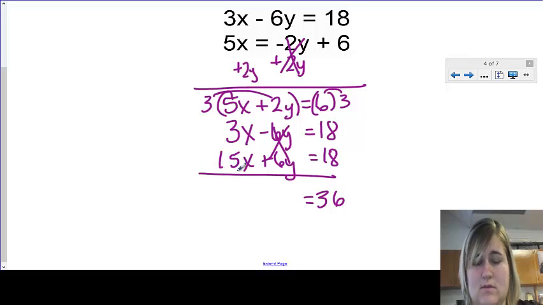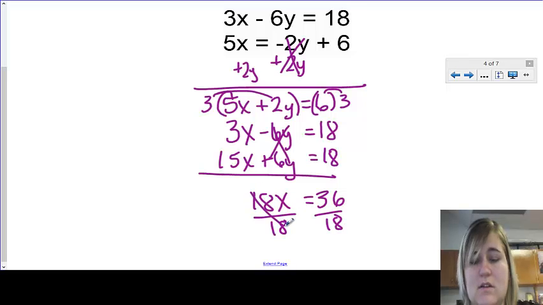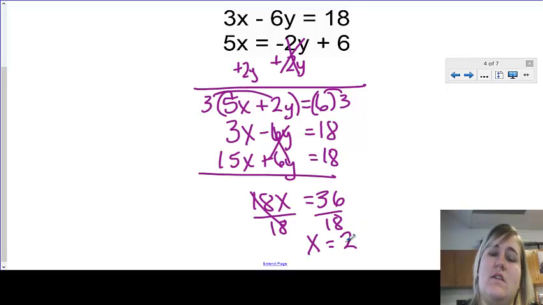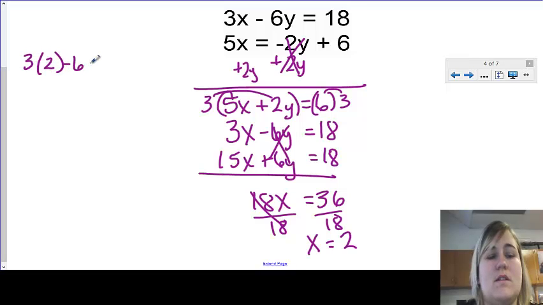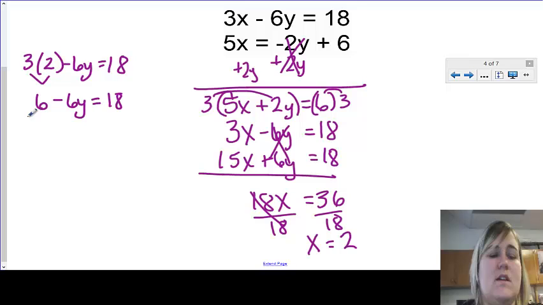3x plus 15x gives me 18x. To get x by itself, I'm going to divide by 18 on both sides, which leaves me with x is equal to 2. So I can now take this and plug it in up here. So I have 3, instead of x I'm going to put 2, minus 6y equals 18. This gives me 6 minus 6y equals 18.